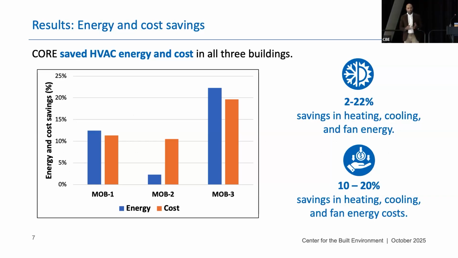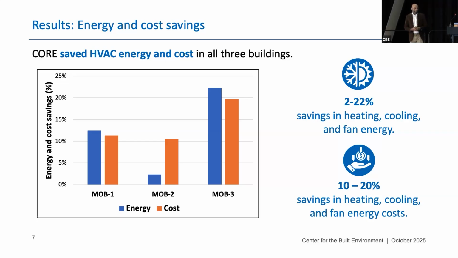In terms of cost, CORE saved between 10 and 20%. Of course, the dollar value depends on the utility rates. For example, in California, this optimization is more valuable. And this really speaks to the fact that CORE is a cost optimizing technology, not only an energy saving method. So the Wu-Tang Clan will be happy, I guess.